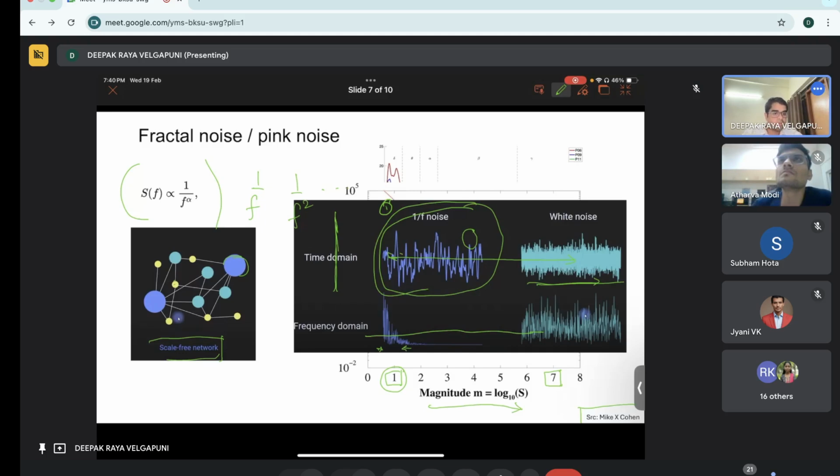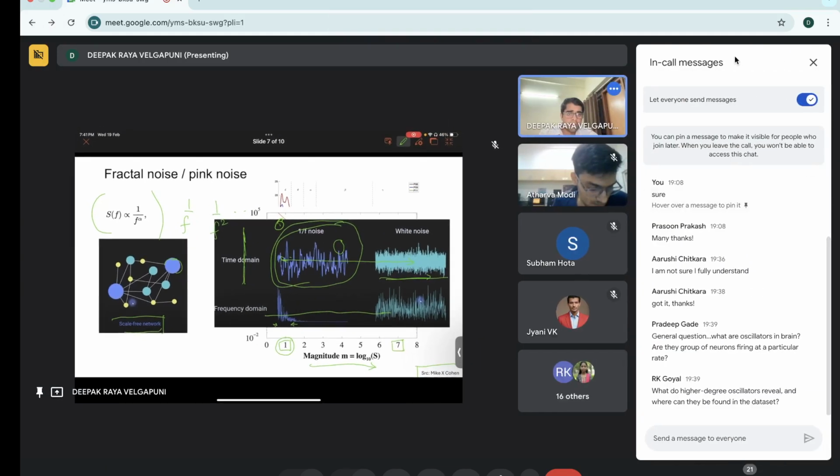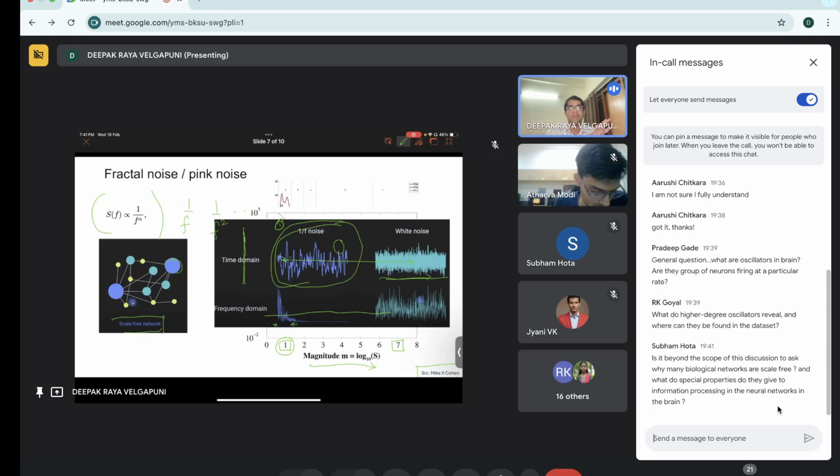Can I see the question? Just give me a minute. So what do the higher degree oscillators reveal? In the data set, you just have to plot the spectrum and see what the spectral content is. But if your interest is in gamma frequencies, it is always good to normalize, basically to remove this 1/f noise, and only then can you see a clear picture of what is happening in higher frequencies.